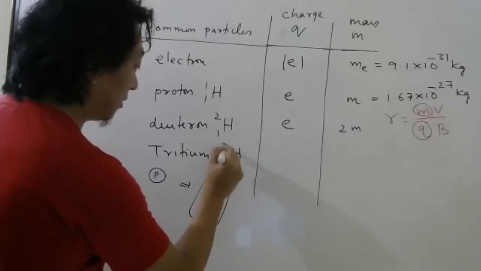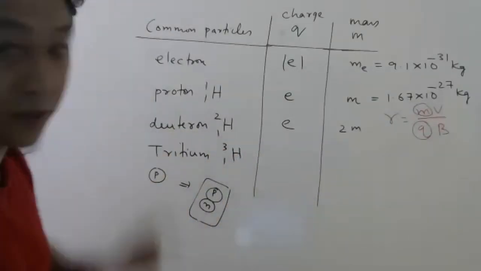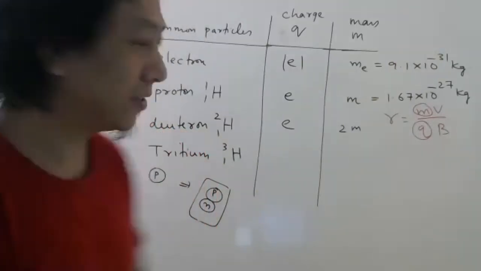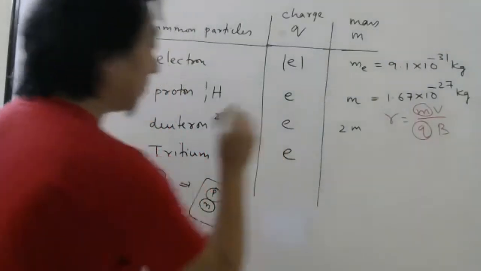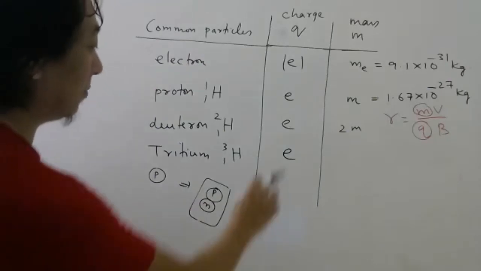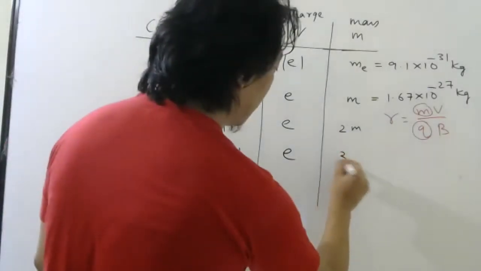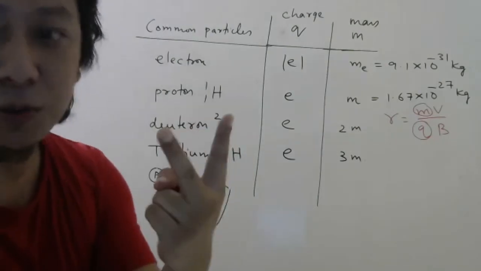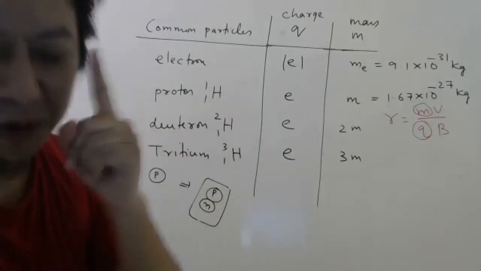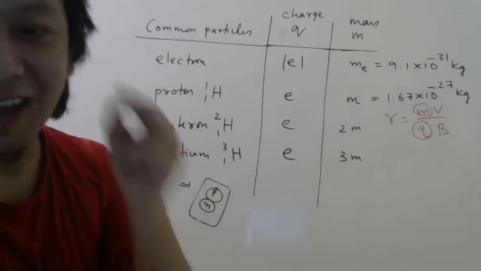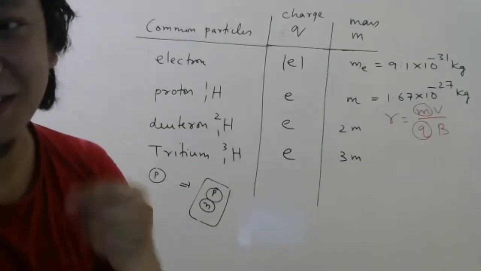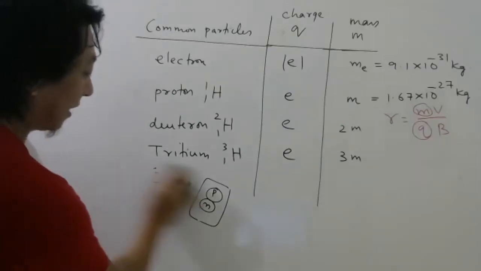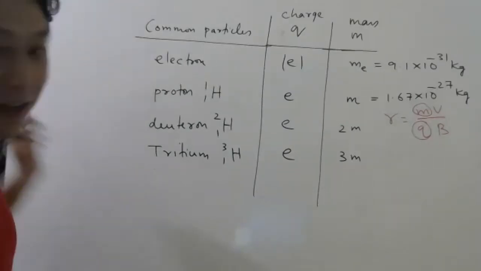Tritium is your H31. All these are isotopes. And I know you all know that isotopes have the same charge, so e will be the same nuclear charge. Mass will be 3m. Why 3m? Because one proton and two neutrons, and neutrons have roughly the same mass as a proton. Only when we do nuclear physics do we have to differentiate between the masses.